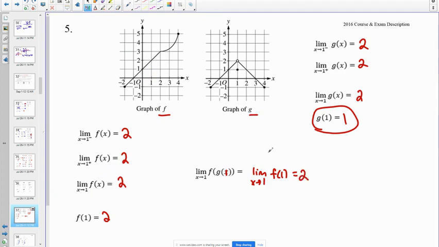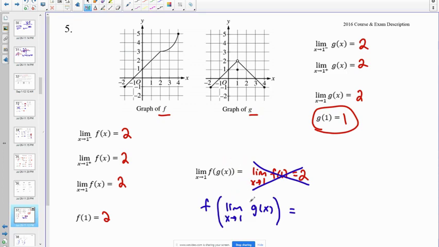Okay, that is incorrect. The reason it's incorrect is because the limit actually is a limit of g of x too. It's not just a limit of f of x, but it's a limit of g of x. Okay, so the right way to do this is to say this is equal to f of the limit as x approaches 1 of g of x, okay, like that.